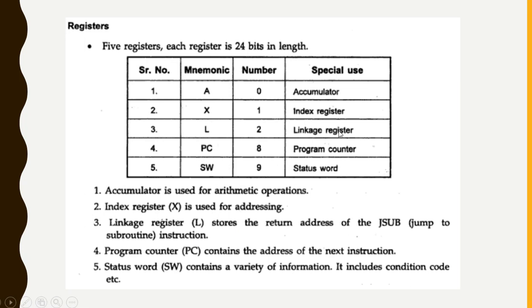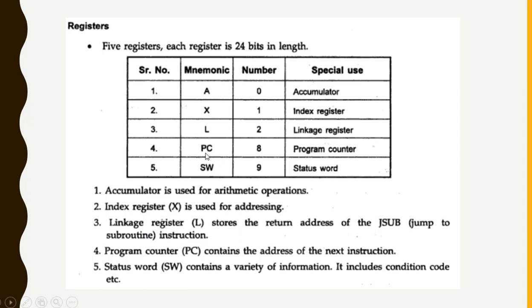The next one is the linkage register. The linkage register stores the return address of a subroutine. Whenever you use any subroutine in your program, during a jump instruction the control has to transfer to that particular subroutine, so the return address will be stored in the link register.